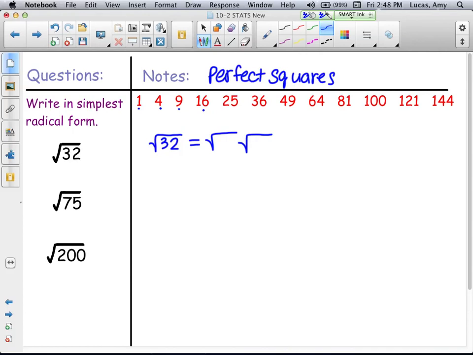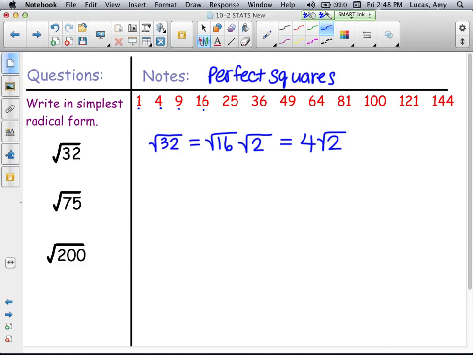So I'm going to factor the 32 into 16 times 2. The square root of 16 is 4. So I can change the square root of 16 into 4, and in simplest radical form, the square root of 32 equals 4 times the square root of 2.